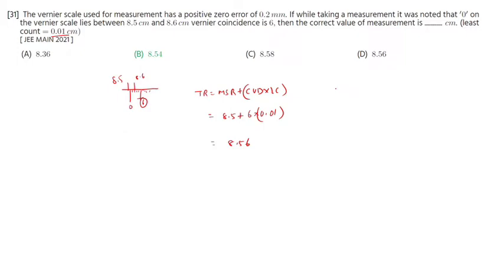But here they are saying that the instrument is having a positive error, and that too 0.2 mm. Positive error means the 0 of the vernier is to the right side of the main scale, and that too 0.2 mm they said, so 0.02 centimeter. So error positive means correction is negative. For this total value we must subtract that error. So we will be getting 8.54, option B.